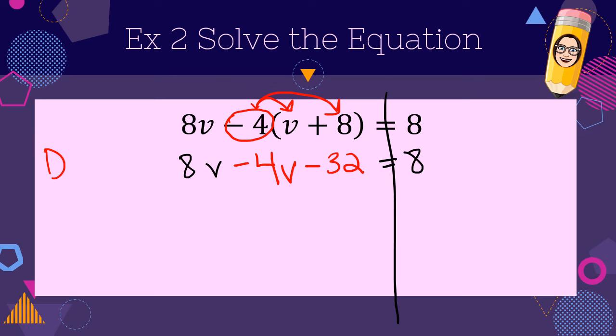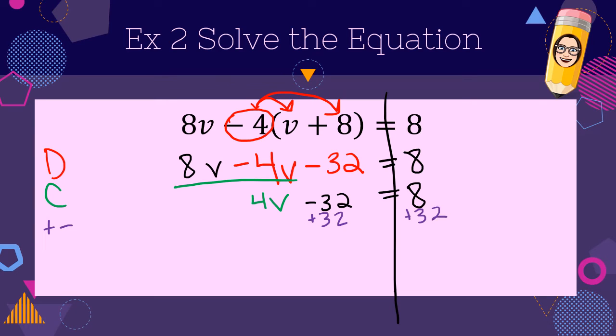Next step is to combine like terms. I have 8 violins, subtract 4 violins. So I have 4 violins. Let's drop down what we didn't use. Next, we want to undo any addition or subtraction. Instead of a minus 32, let's undo it and add 32. If I'm undoing, it goes on both sides of the line. 8 plus 32 is 40. Let's drop down the 4v, drop down the equals.